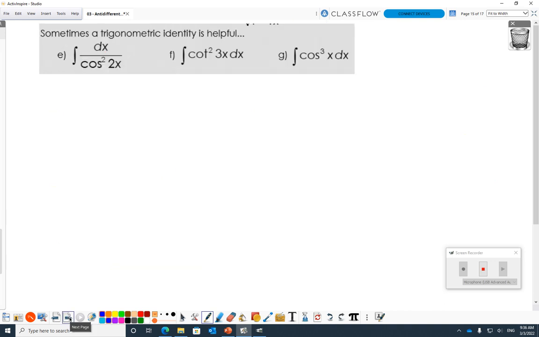Sometimes a trigonometric identity is helpful. You're like, oh, good, I'm so glad trig is back. Well, there's a lot to talk about here. Integral dx over cos squared 2x. I spent a lot of time thinking over this over the last couple of days, going, what should I say here to help you know what trig substitution to do and when?